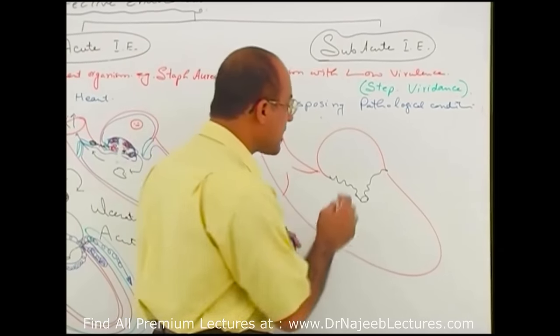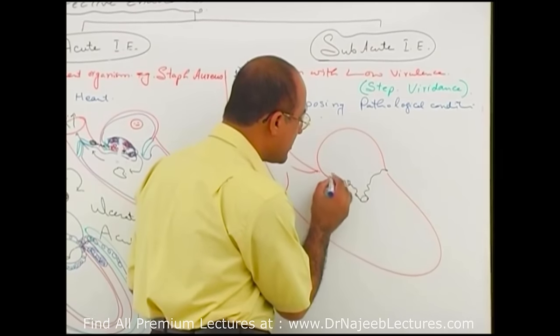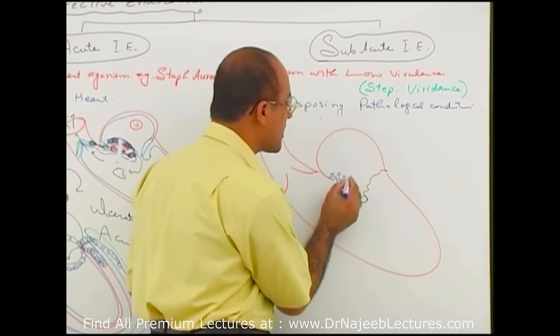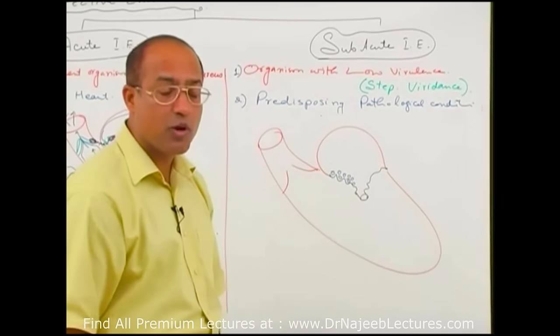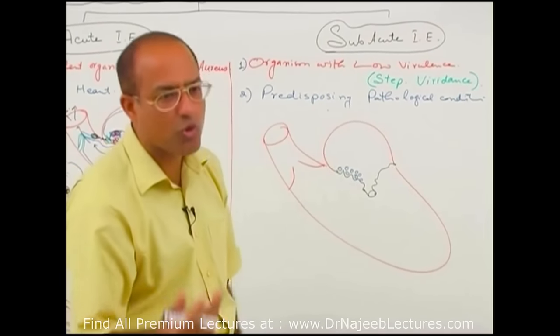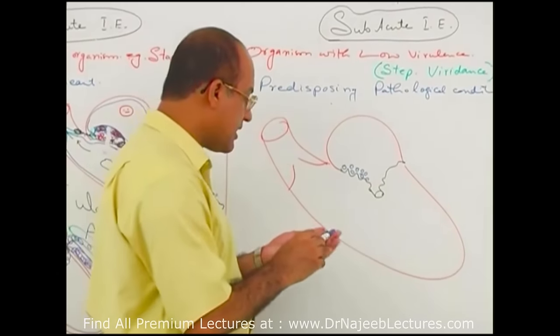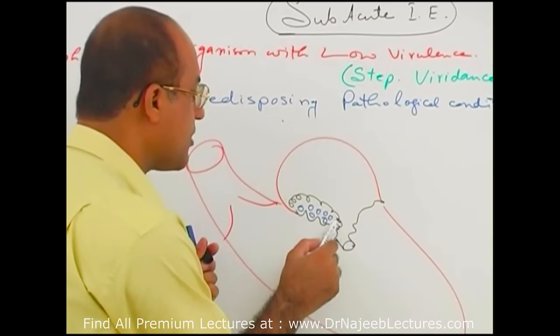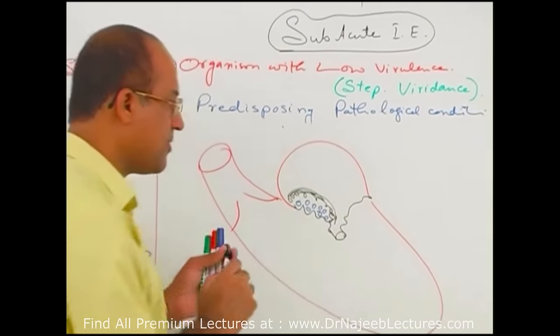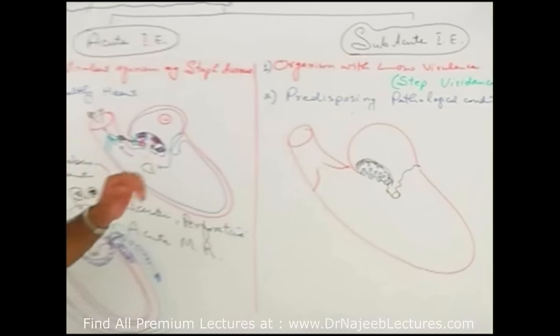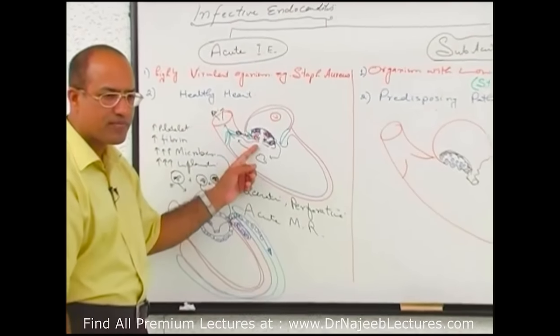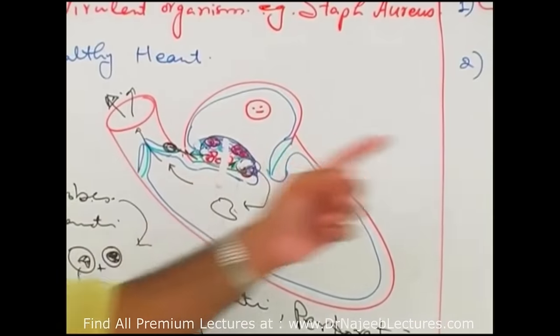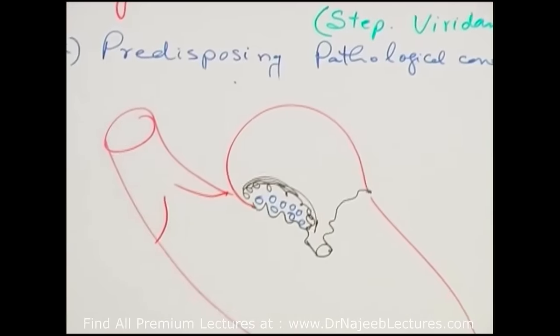And will bacteria come with high virulence or low virulence? Low virulence bacteria come. Now, these bacteria which come with low virulence are growing very, very slowly. Right? So, slowly, they form around themselves platelet cap and fibrin. They will make platelet cap and fibrin. Now, one thing you have to compare here. This is vegetation of acute. That is vegetation of subacute.